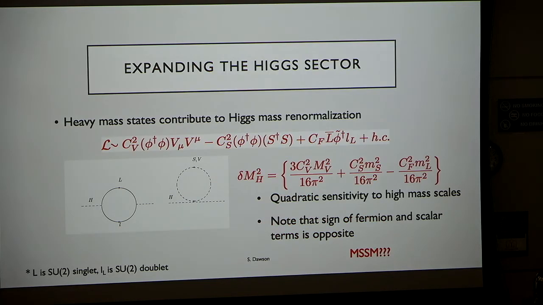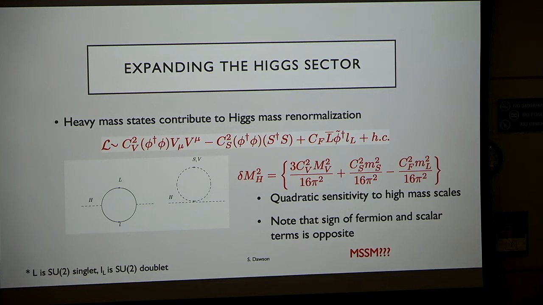So I can expand the Higgs sector. I can add a bunch of stuff to it. So let's add some gauge bosons, V mu. Let's add some scalars, S dagger S. Let's add some fermions, so L bar L, those are random new fermions where this is a doublet and this is a singlet. All of these are gauge invariant terms that I can add.